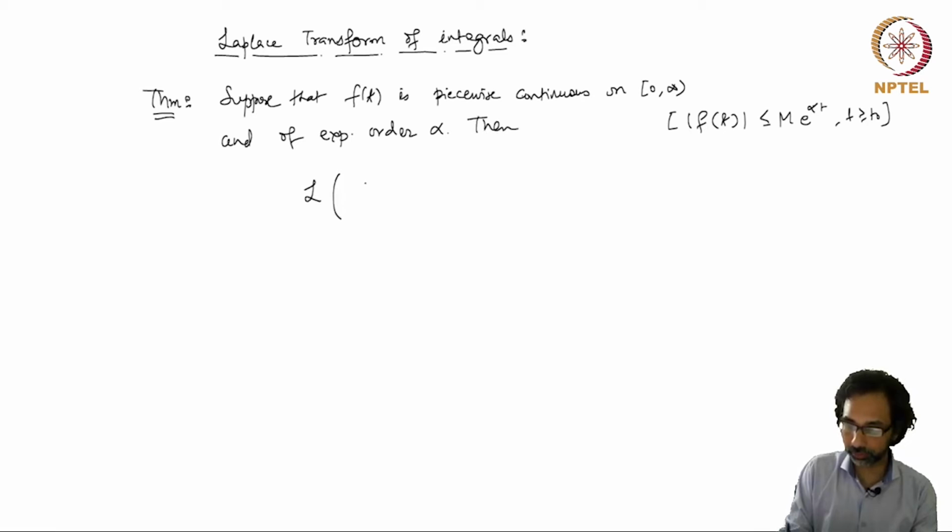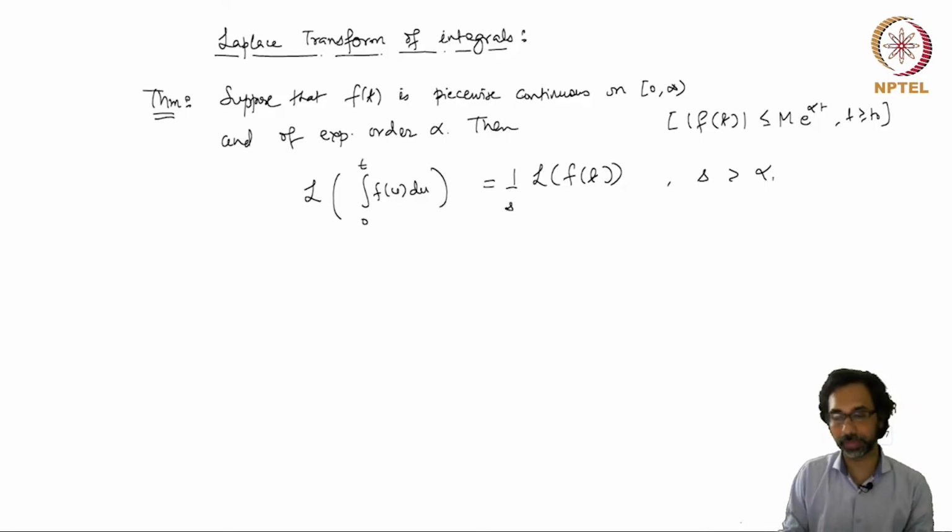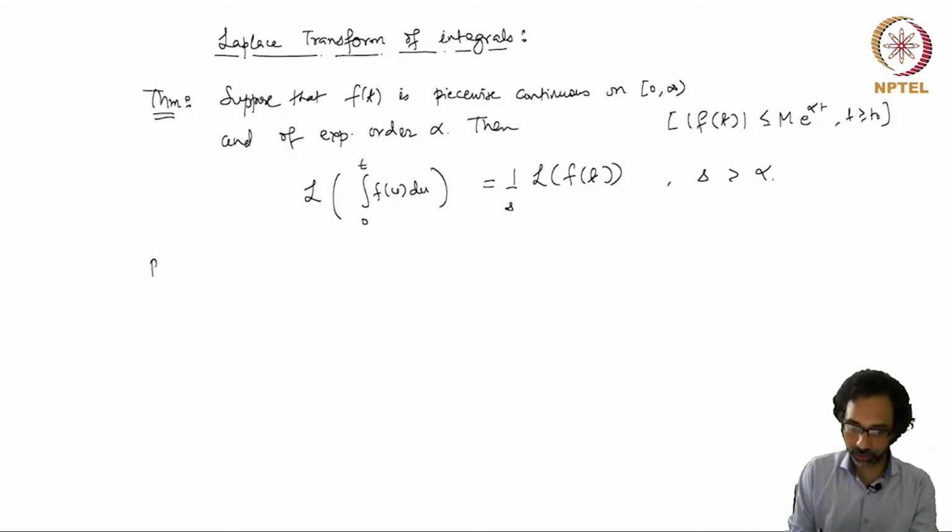Then the Laplace transform of the function integral from 0 to t of f(u) du, so this is the integral of f for the range 0 to t, is nothing but the Laplace transform of f(t) divided by s, and this is valid for s greater than alpha. So let's see the proof.